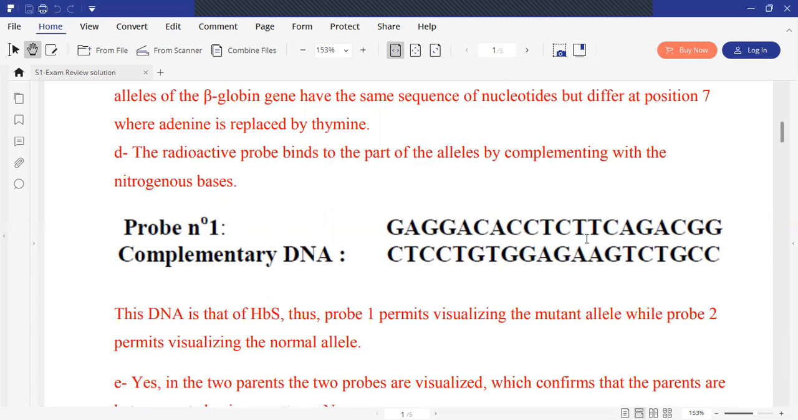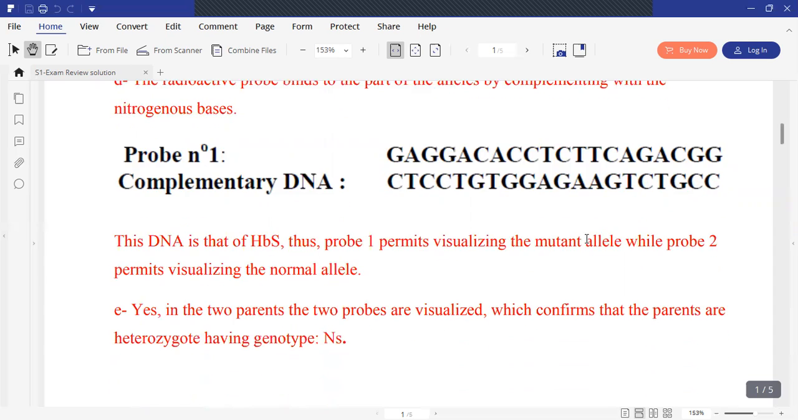Part E. Do the results of document 4 confirm the genotype you have indicated in question A? Justify the answer and draw out the genotype and the phenotype of the fetus. Here, all of you pay attention to document 4. Mr. X and Mrs. X, both of them have probe 1 and probe 2. We said that probe 1 is for the abnormal.